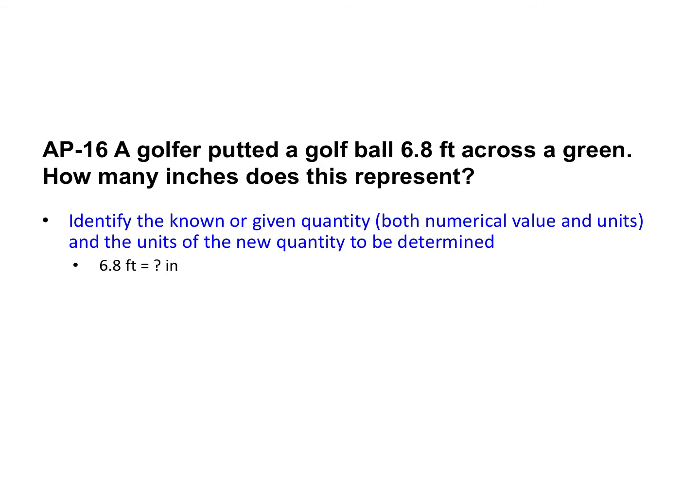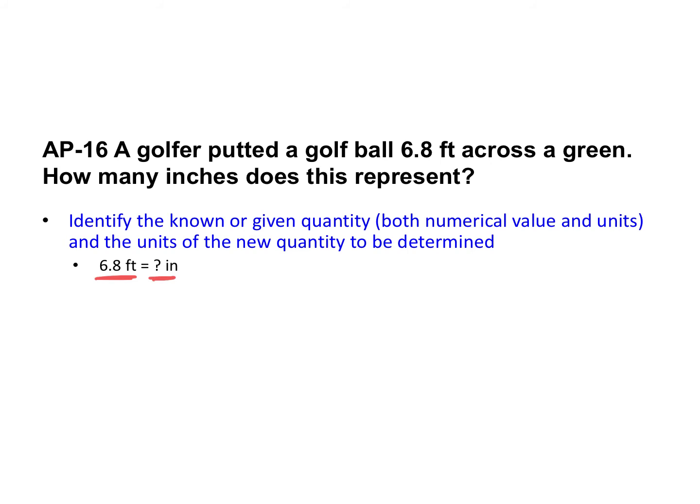So let's try this example. It says we have a golfer who putted a golf ball 6.8 feet across a green, and we want to know how many inches this represents. So we want to identify the known, which in this case is the 6.8 feet. And then what we're trying to convert into is inches.